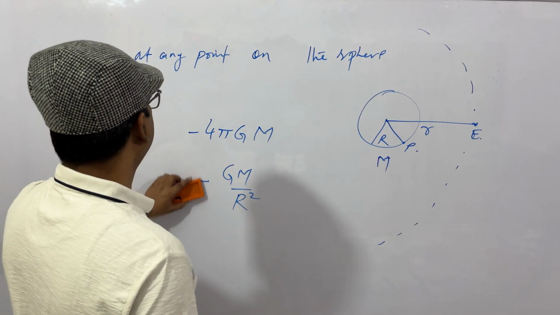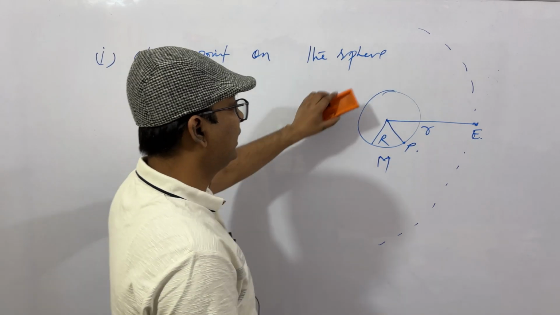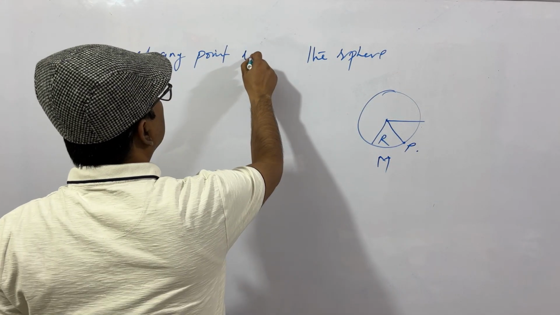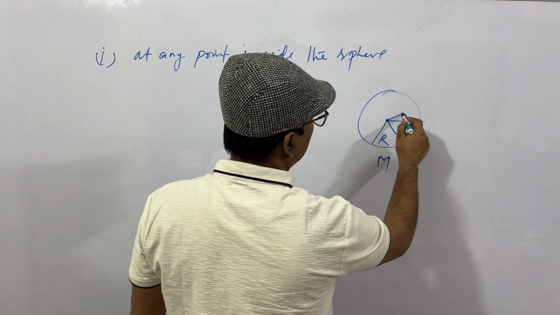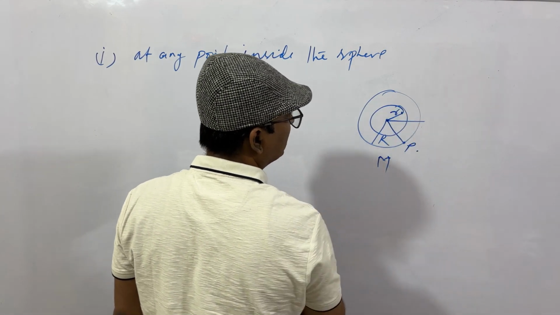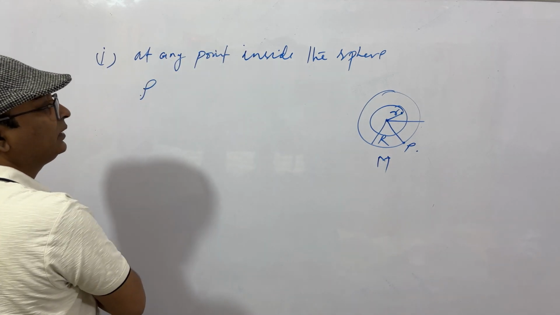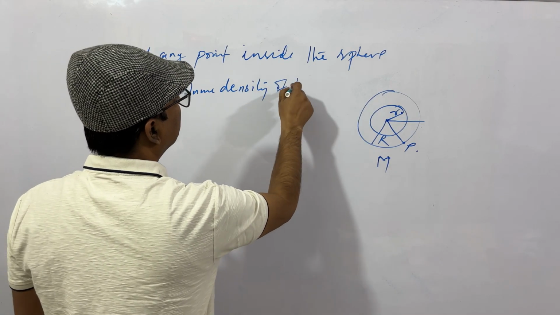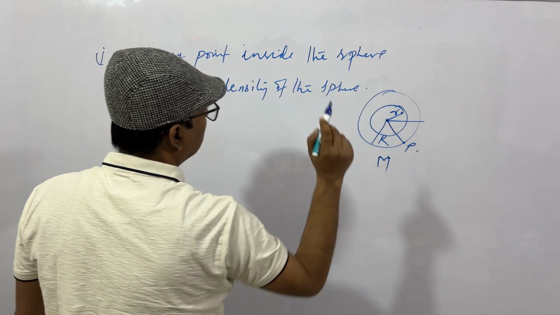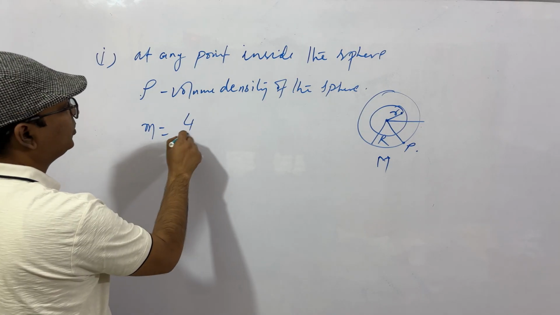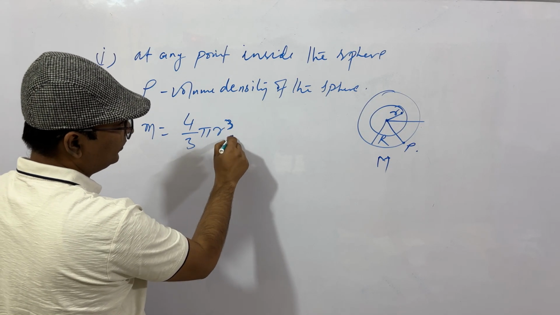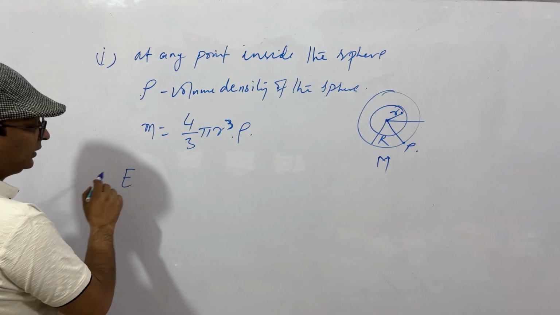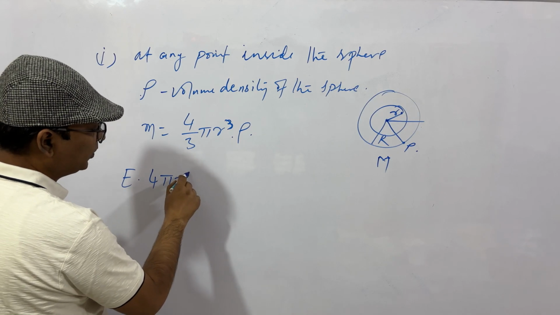What will be the gravitational field intensity at a point inside the sphere? At a point inside. Let's say now r is at this point. This is small r. Let the volume density be rho. This is the volume density of the sphere. Okay. So what is the mass? Mass will be 4 by 3 pi r cube into rho, the volume into rho. So sigma m will be this, and if the intensity is E, the flux will be E into 4 pi small r square.